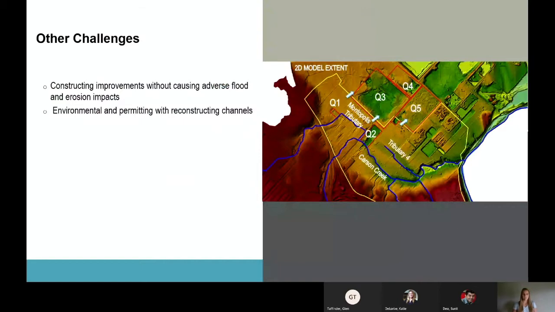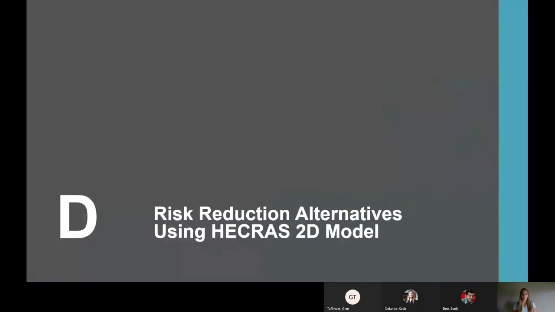Some other challenges that we face are just your general challenges of trying to construct anything within a floodplain that doesn't cause any adverse impacts, whether they're water surface elevation or just general erosion within the stream banks. And then there are obviously environmental and permitting constraints with reconstructing any kind of channel. Now I'm going to go into the alternatives that we evaluated. Originally this model was a 1D model, but as you saw with our Lake Carson, a 1D model just doesn't have the capabilities to capture all of that overflow back and forth between the two different stream channels.